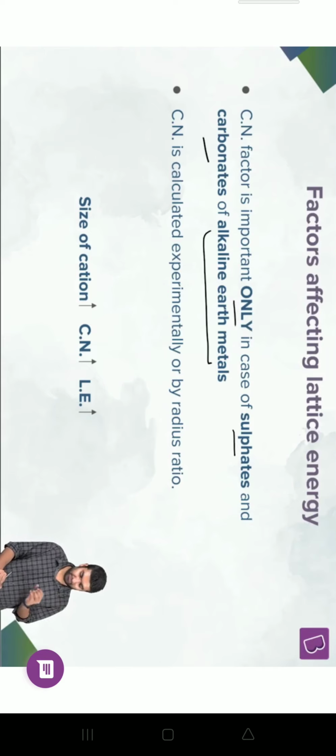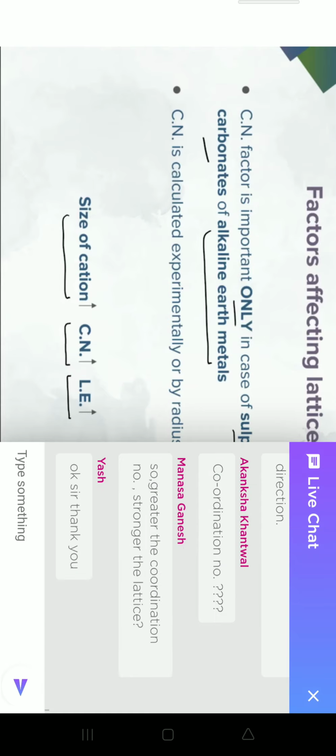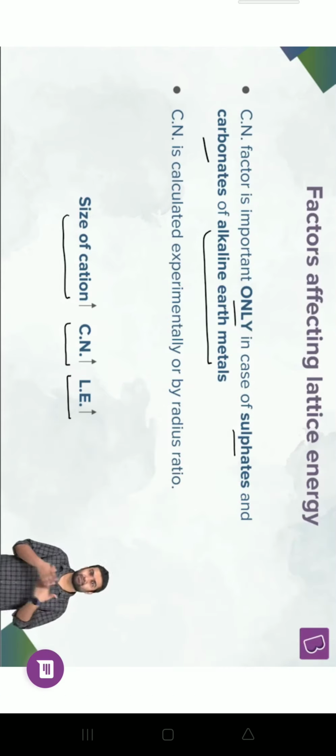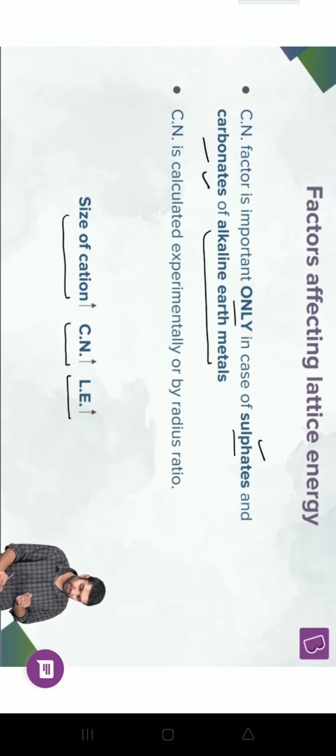Just think about it. If the cation is huge, larger, it will be in touch with more anions, right? So if the size of the cation increases, the coordination number increases, and with this third factor, the lattice energy increases. You can develop a similar logic for the size of the anion as well. But in these cases, the sulfates and the carbonates of alkaline earth metals, which group is it? Second group, obviously, right?